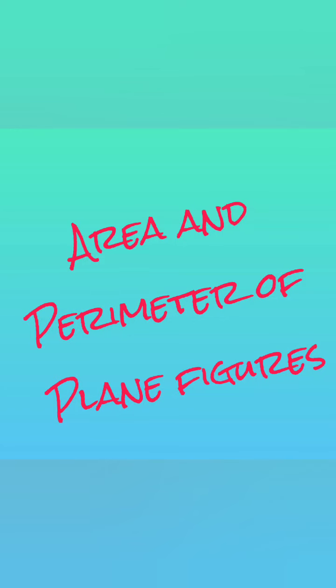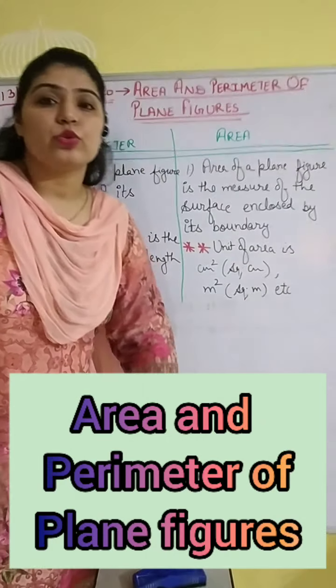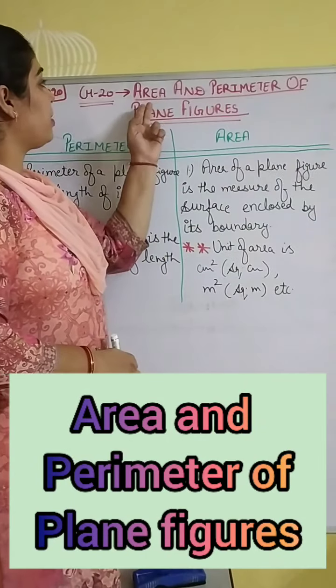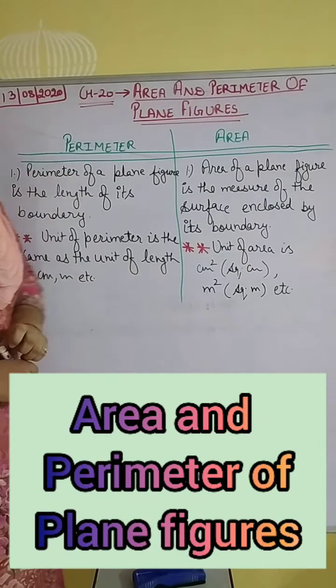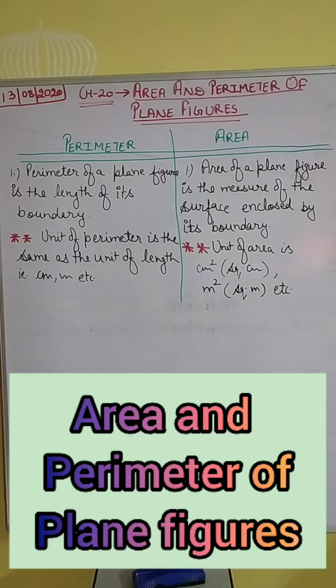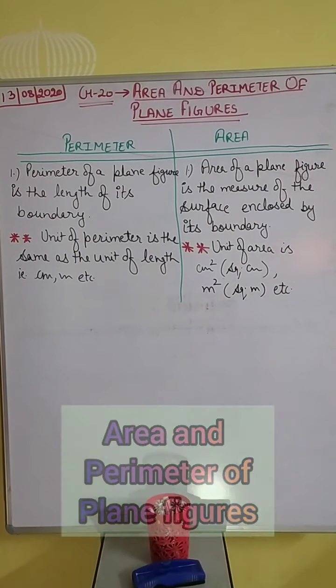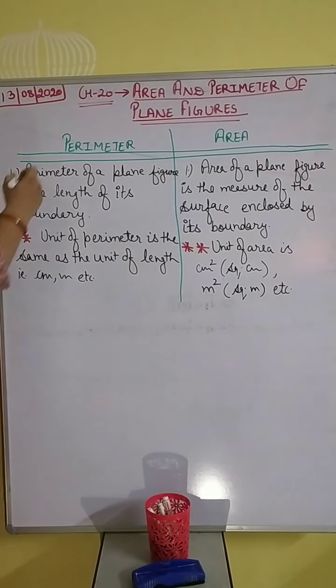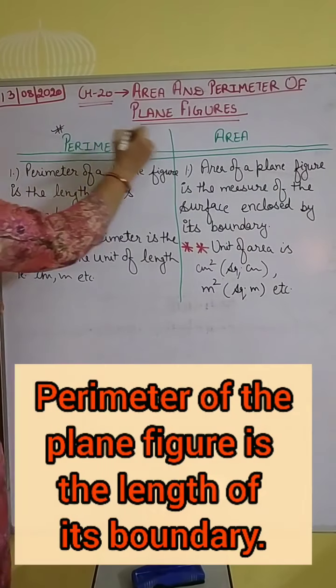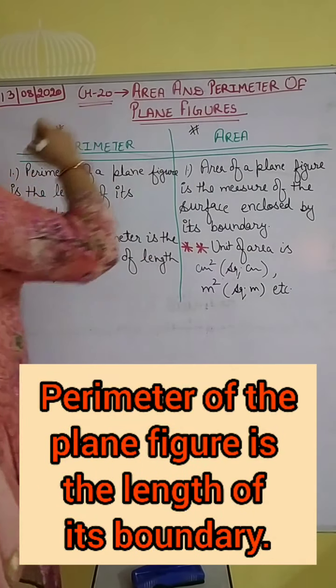Our topic is area and perimeter of plane figures. Under this, first one is area of triangles. Hello students, today we are going to start our next chapter, area and perimeter of plane figures. Before starting this chapter, first of all let us know what is perimeter and what is area.